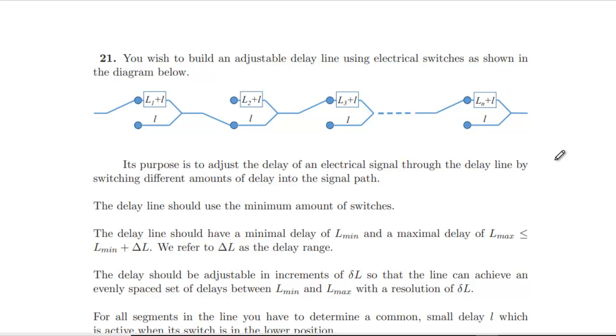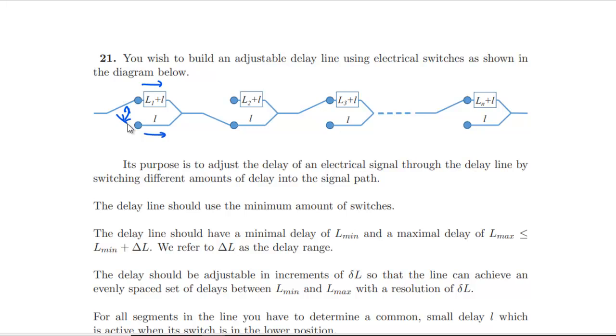Okay, here's the final part of the 2019 Oxford PAT. We're on question 21. You wish to build an adjustable delay line using electrical switches as shown in the diagram below. Okay, so each one of these can toggle up and down. So we're either taking a quick path at the bottom or a slow path at the top by the look of it.